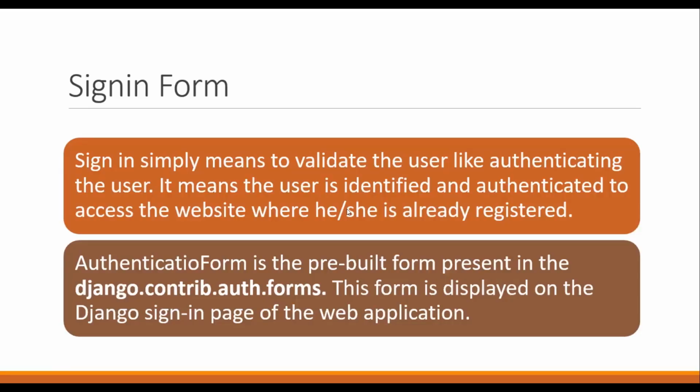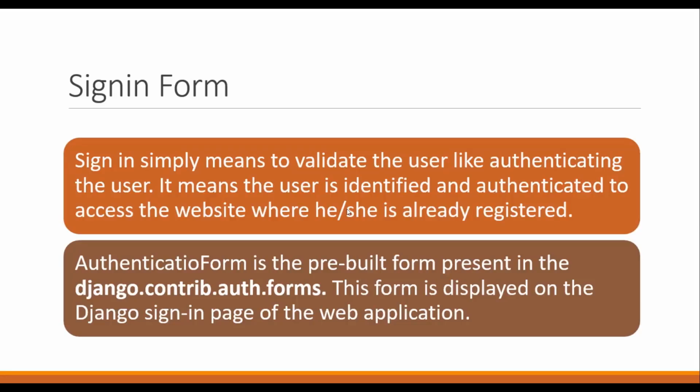For this we are going to use the authentication form, which is a built-in form located inside the authentication system of Django. Now I will explain what the authentication form is. Authentication form is the pre-built form present in django.contrib.auth.forms, and this form is displayed on the sign-in page of the website, and the fields present inside it are username and password by default. So with this we understand what the authentication form is.